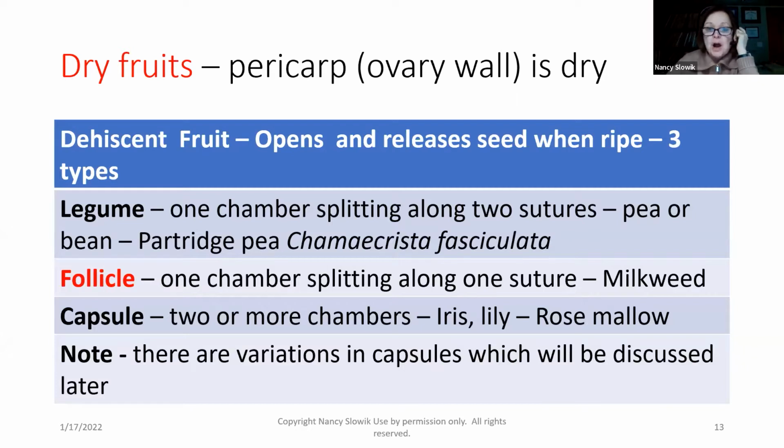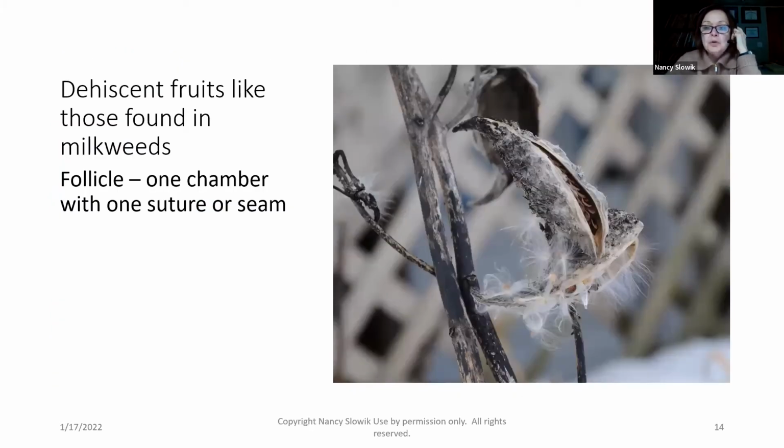These are the fruits that dry and open and release their seeds when they're ripe. And I'm particularly fond of the group that produces what's called a follicle. This is a one chamber splitting along one suture, medical term, or seam. And milkweeds are the best known representative of that particular family that produces it. That used to be the milkweed family. It's now the dogbane family.